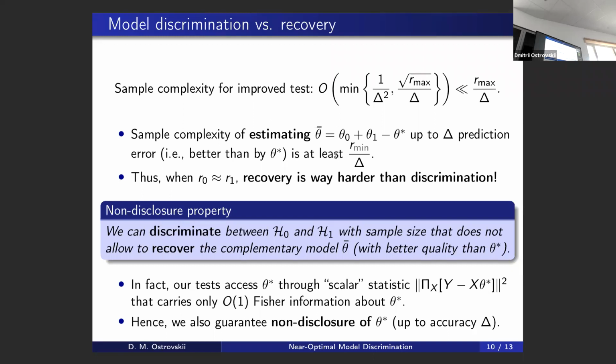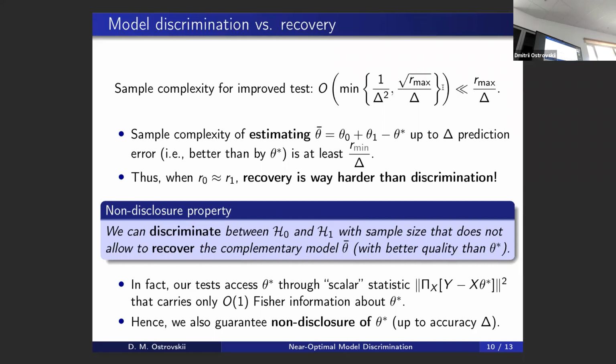So to estimate each of the two models, theta 0 and theta 1, up to the prediction distance delta, you need the rank over delta samples. It's just linear regression prediction error, not more than this. But this is way larger than our thing. Well, there is again the R mean against R max story, but I don't want to go into this.